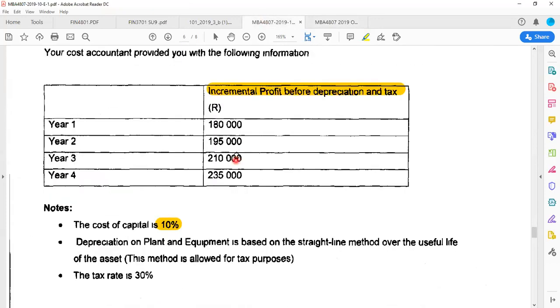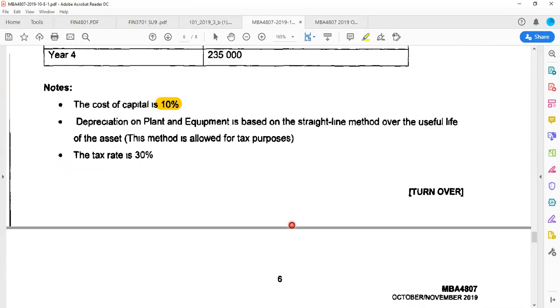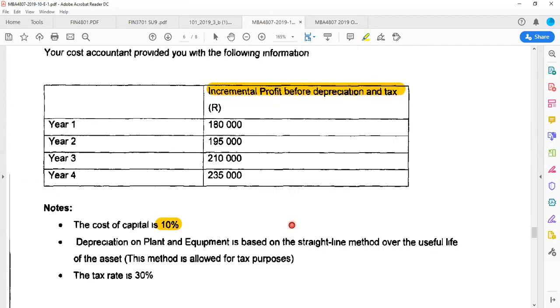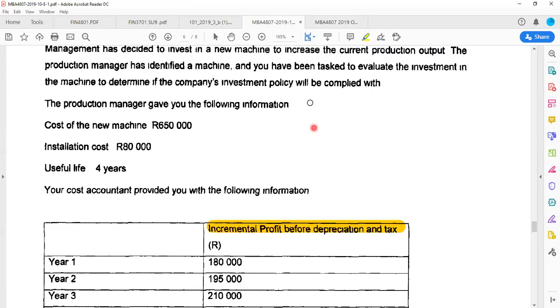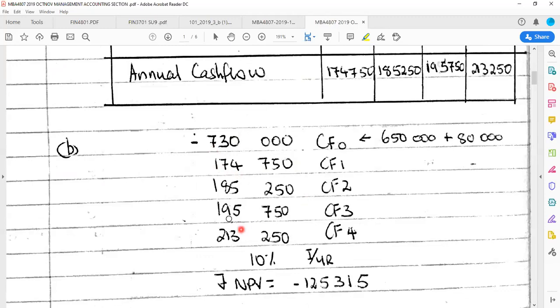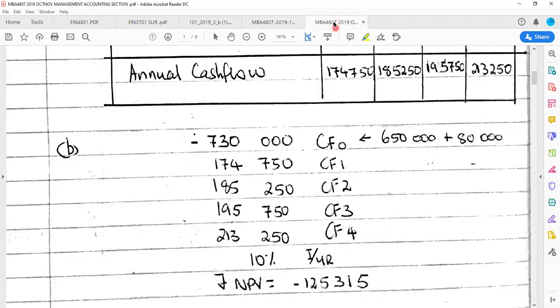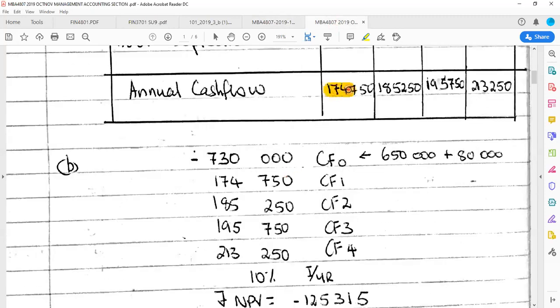And then the next part of the question asks you to determine the net present value and to advise management accordingly. So to calculate the net present value, you can use your financial calculator. I do have a financial calculator and I'll put it up on the screen. Remember, these cash flows are what's going to be coming into the company as a result of the machine. So they're going to be CF1, CF2, CF3, and CF4 respectively.